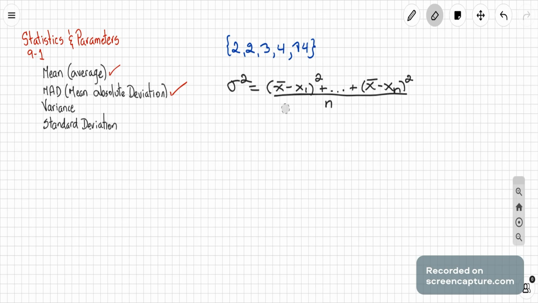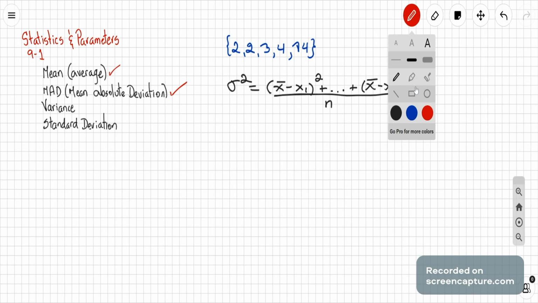In this formula, it says that we have to subtract the mean with each individual value, all of them, and that subtraction, that difference, we will have to square up. All of that divided by n. So we're going to do it. It seems complicated, but I'm going to simplify it as much as I can using some steps, okay?